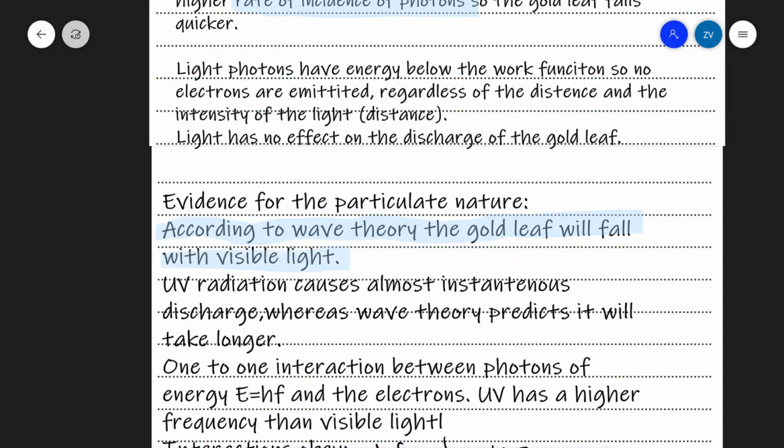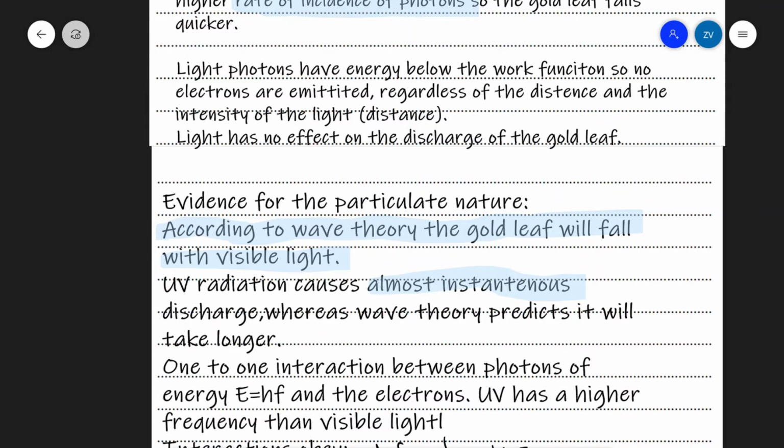So this is really, really important. In fact, visible light has absolutely no effect whatsoever on the gold leaf, whereas UV radiation causes almost instantaneous discharge, whereas wave theory predicts it will take longer.